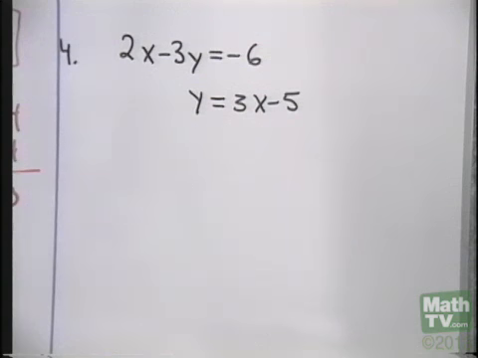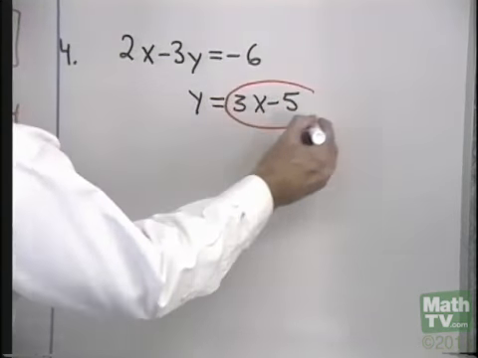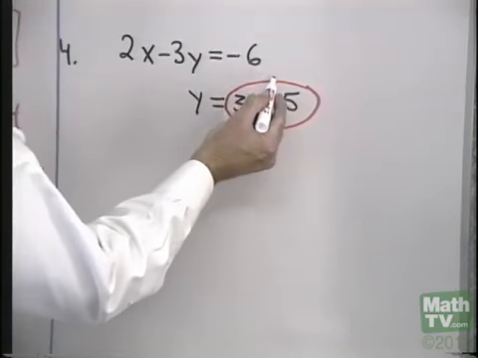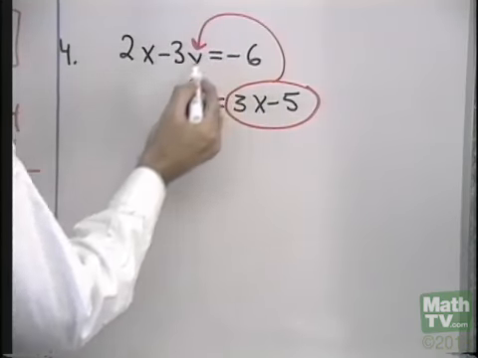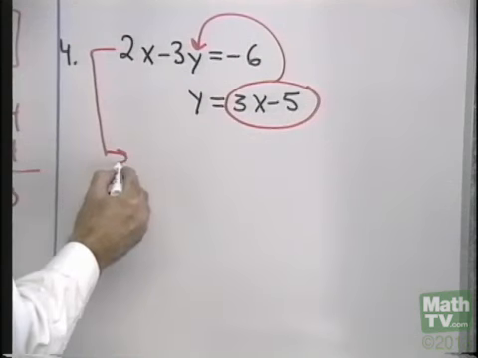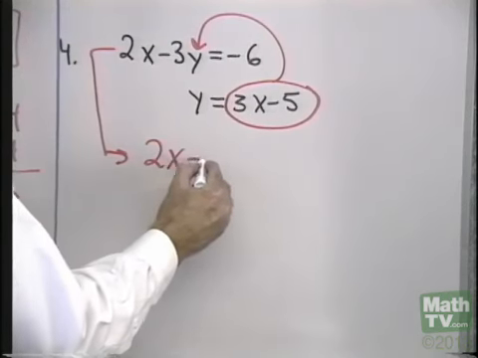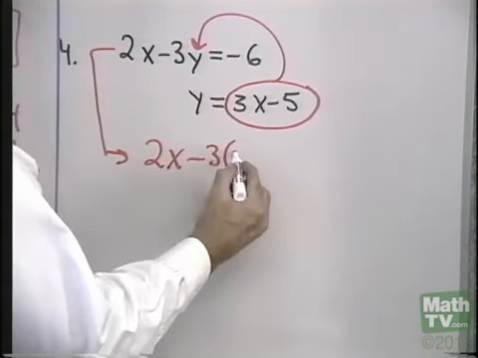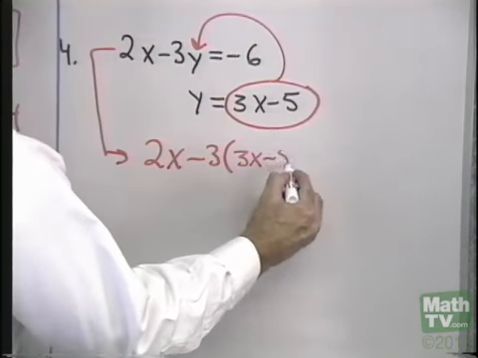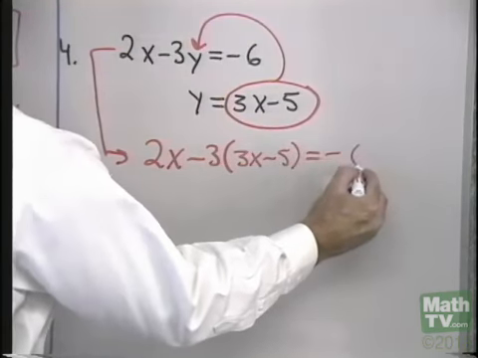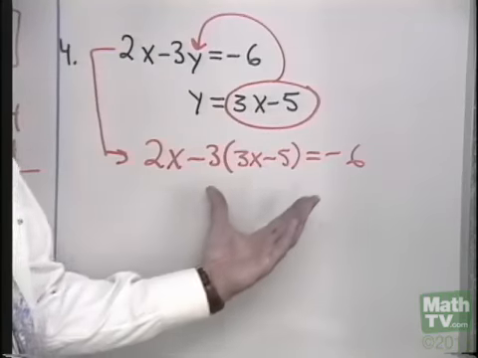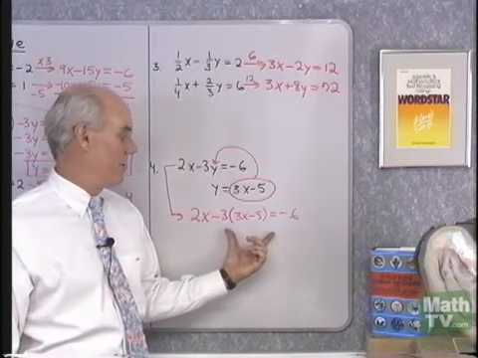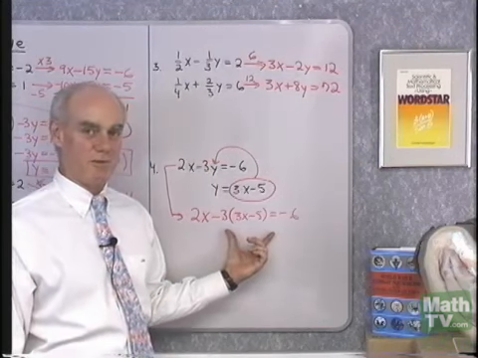So this system is set up to solve by the substitution method. So I'm going to take this expression for y from the second equation and substitute it for y into the first equation. When I do that, I have 2x minus 3 times y, which is 3x minus 5, is equal to negative 6. So essentially I've done the same thing as I did before. I've eliminated one of the variables from this system of equations.